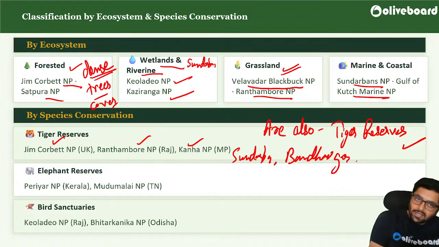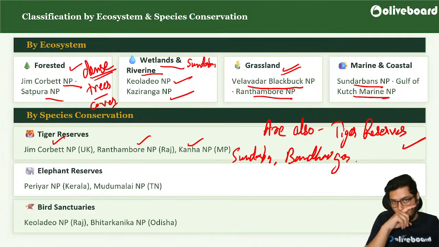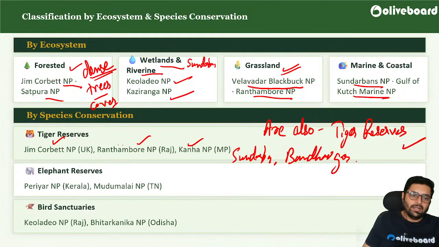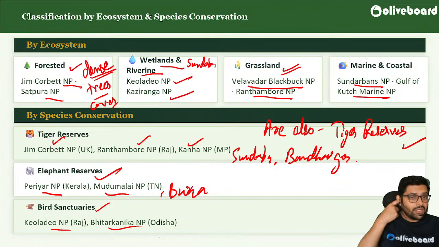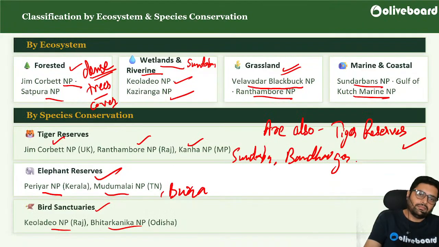These are national parks as well as tiger reserves, so they have that dual identity. Then some of them are elephant reserves: Periyar, Mudumalai, Manas. Bird sanctuaries are there: Keoladev National Park, Bhitarkanika National Park. So in these national parks, we have some bird sanctuaries also. Correct? So this is how you have to study.